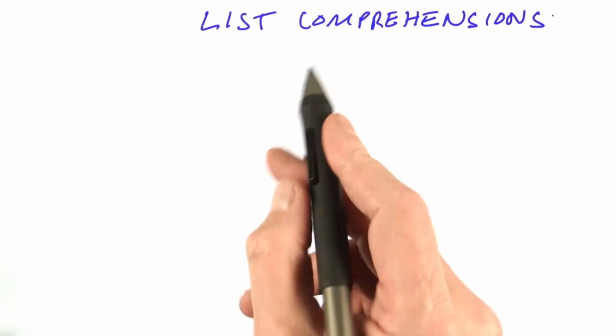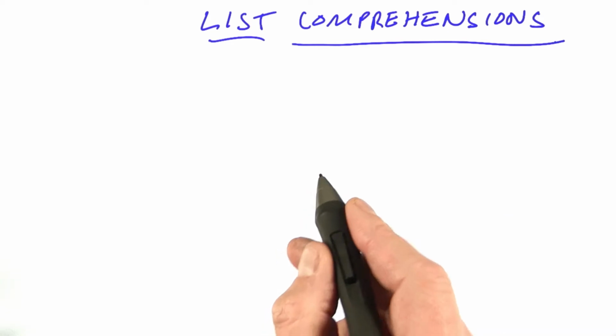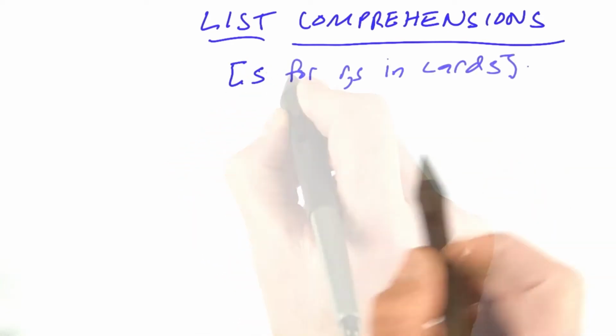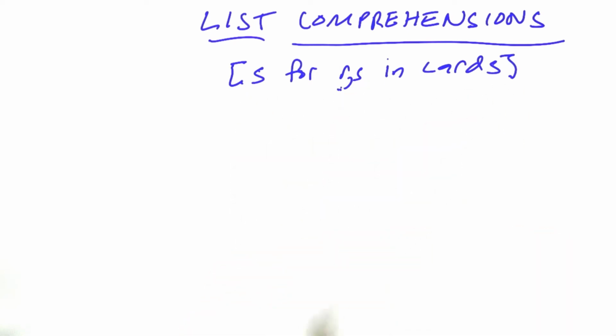And before I do generator expressions, we're going to do list comprehensions. So you've seen them before. If we saw in Unit 1, we said that we could get the list of suits by saying S for R and S in cards.